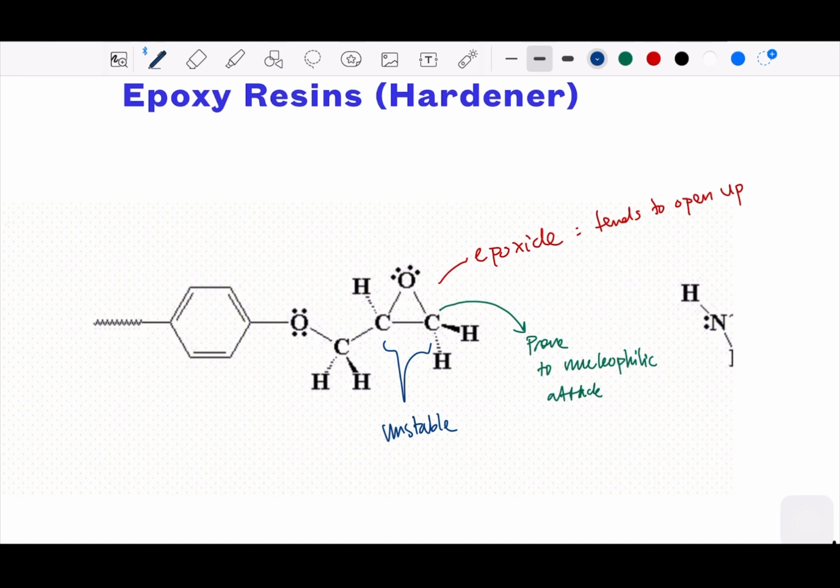So for the industry to prepare this kind of epoxide, they need to make the pre-polymer that has this unstable ring.